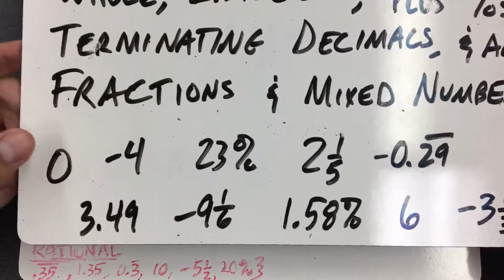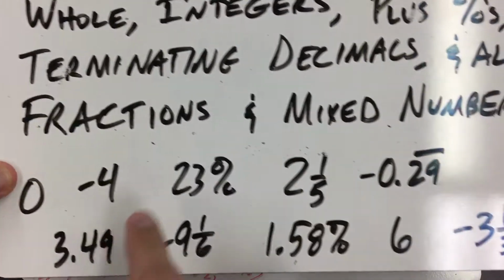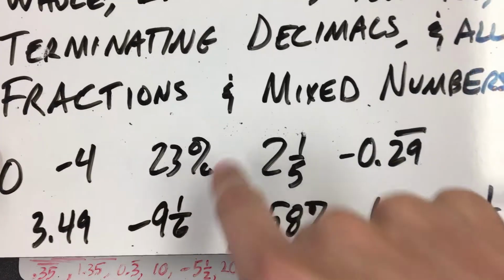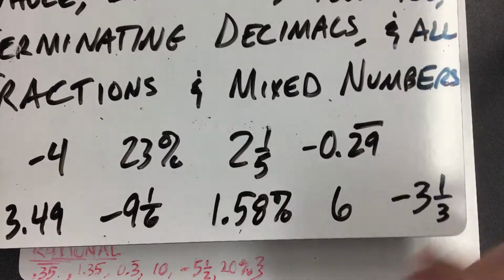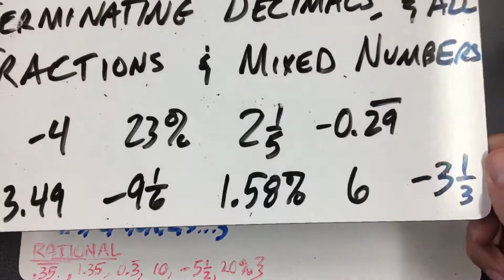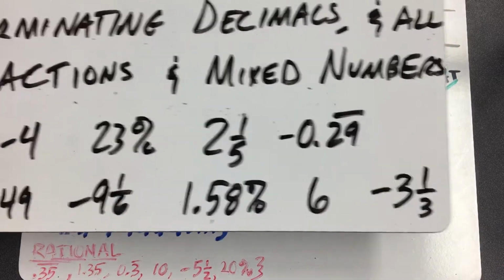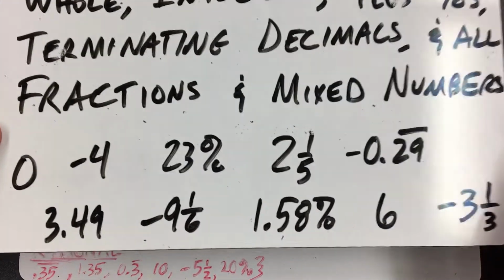Look at all these. 0. It is a whole number. It is an integer. It's also a rational number, right? -4, 23%, 2 1/5, 0.29, -0.29 with the repeating bar, 3.49, -9 1/6. All of these are rational, right? I could make all of these into fractions if I really wanted to, right?